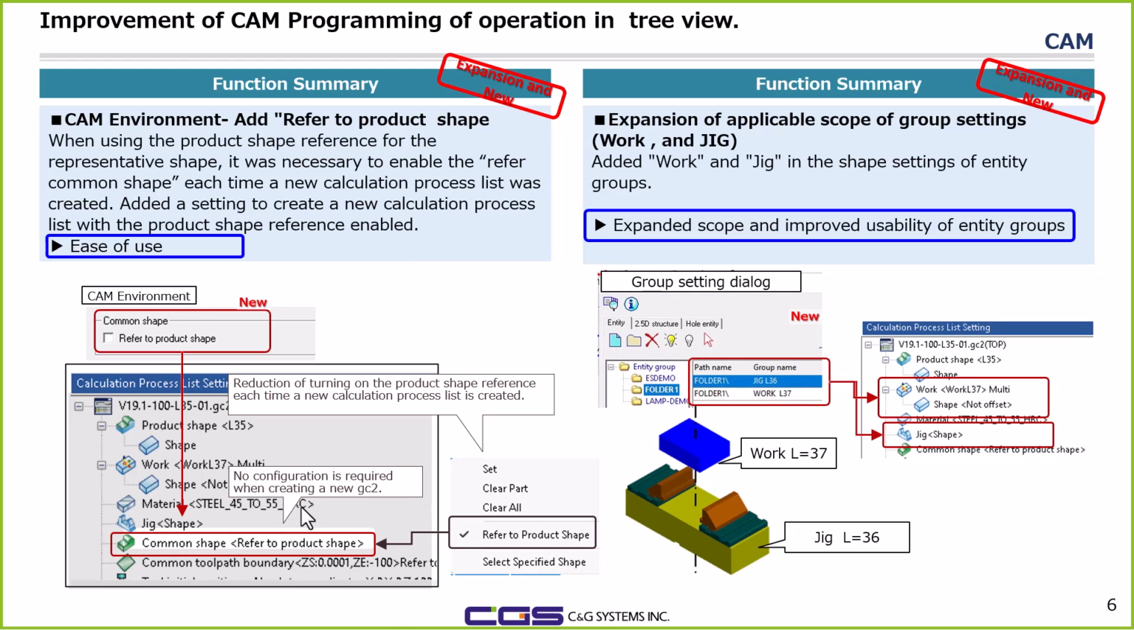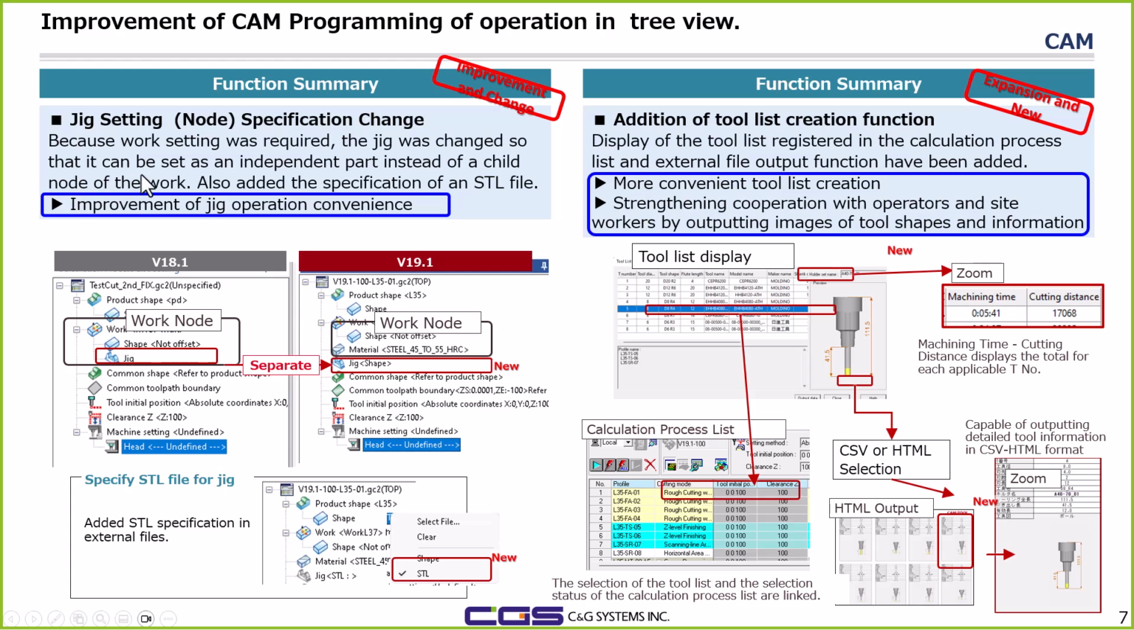You can now set in the environment settings, refer to product shape, so that you're not always selecting it. You can add group settings to the work and the jig functions now, and that will allow you to easily pick them if you use the groups. Jig is now not associated with the work, it's its own separate category now.